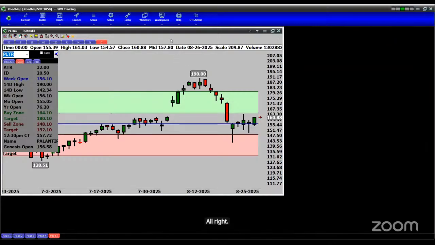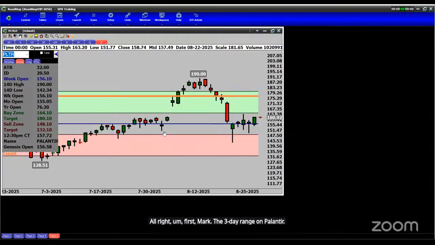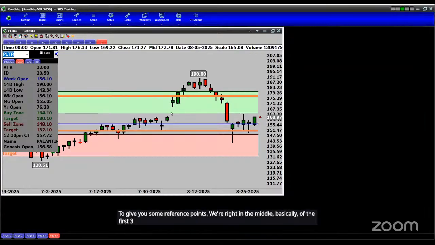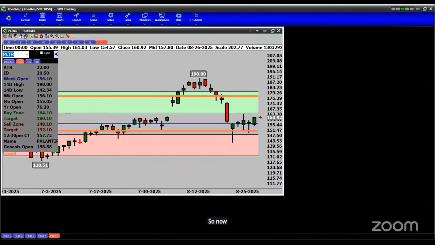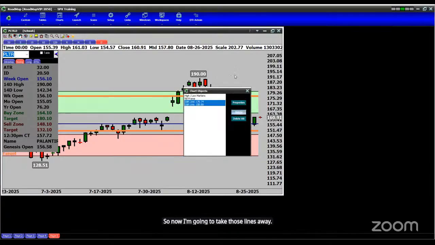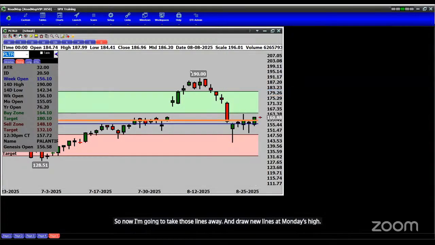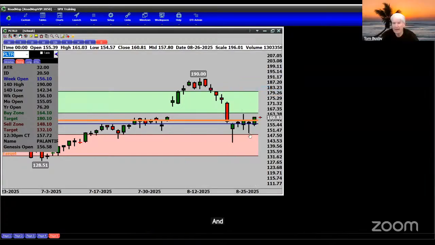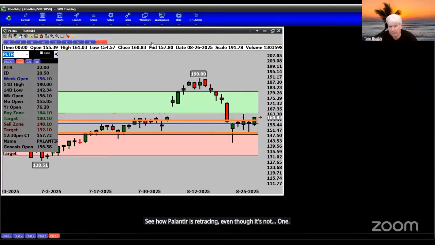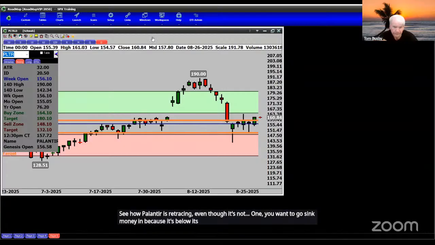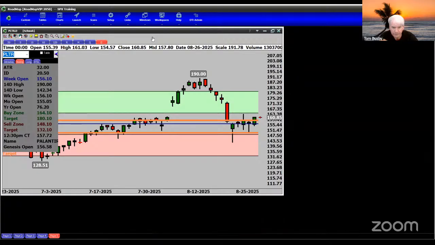All right, I'll first mark the 3-day range on Palantir to give you some reference points. We're right in the middle, basically, of the first 3 days of August. So now I'm going to take those lines away and draw new lines at Monday's high and Monday's low. See how Palantir is retracing, even though it's not one that you want to sink money in because it's below its 179 level. It's correcting. And that's an example.